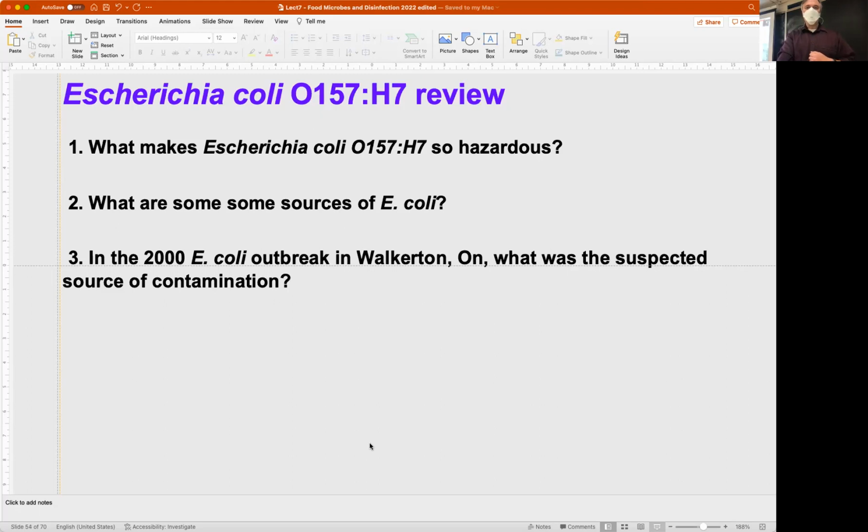So what makes E. coli O157:H7 so hazardous? Some of the symptoms are very serious, especially the bloody diarrhea, because it attacks the intestines and causes lesions. And it can come from undercooked food, so it can be a common sort of infection. And I've given some sources for E. coli.